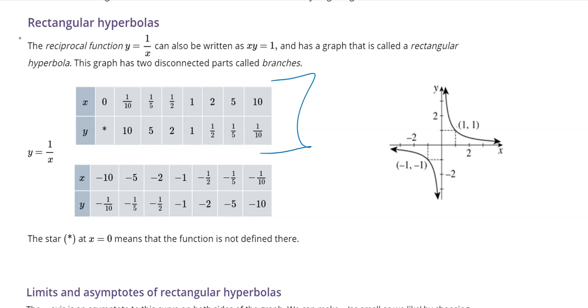Now they've left out 0. Where did they leave out 0? No, they didn't. They just got very close to it. They didn't put 0 in on this side. They just put it in on the first graph.